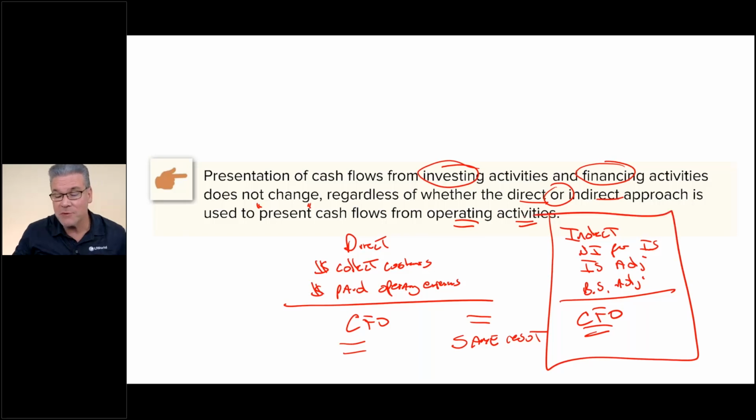What's the only thing we're responsible for on the exam? Indirect method, in terms of doing the details. Net income per your income statement, then we'll make certain adjustments to income statement items.